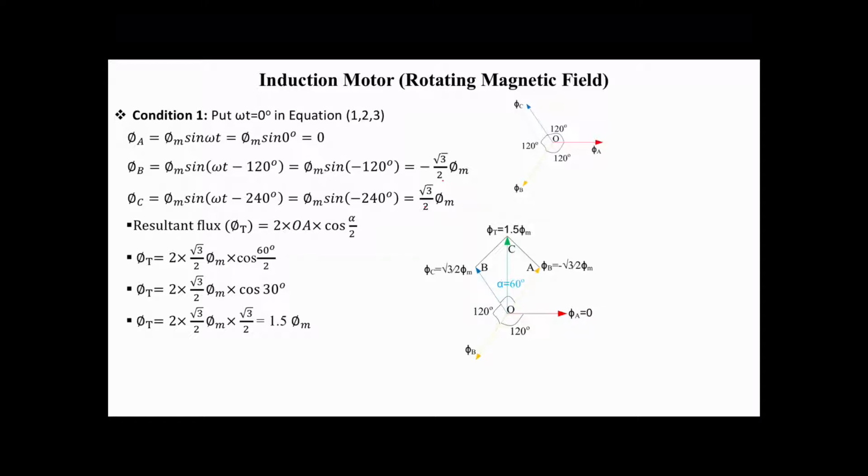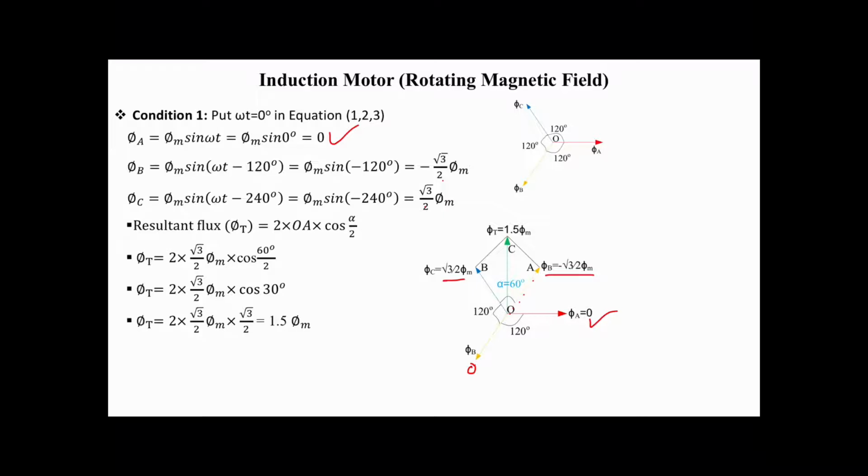So Phi A is equal to 0 from this equation. So we have considered that Phi A is equal to 0 and Phi B is minus. So Phi B is shifted by 120 degrees. So this is the direction of Phi B, but this is negative. Therefore it will go in the opposite direction. So Phi B is equal to minus root 3 by 2 Phi M will be here. Next one is the Phi C. Phi C is equal to root 3 by 2 and Phi C is here. So we will just consider the magnitude is root 3 by 2 Phi M here.